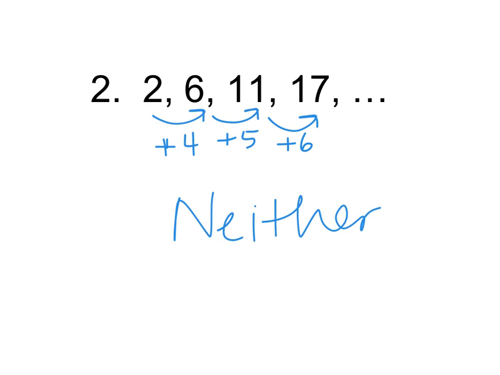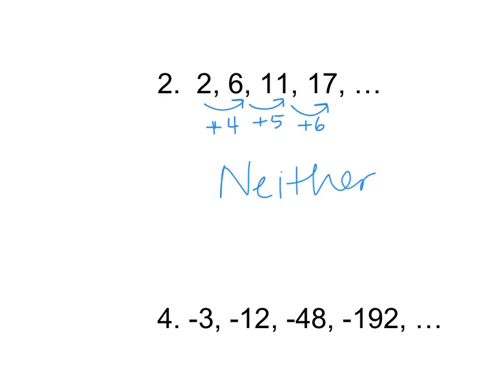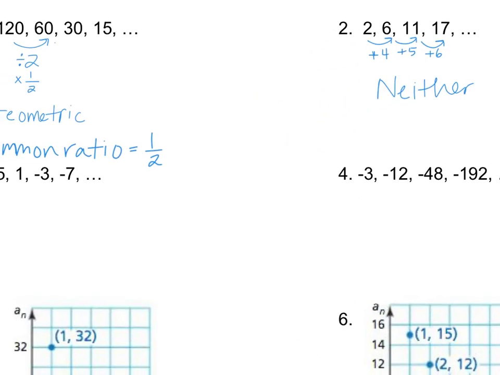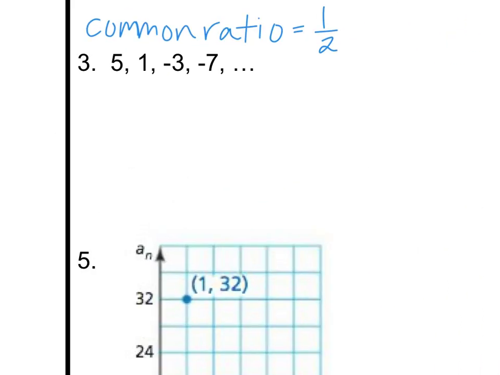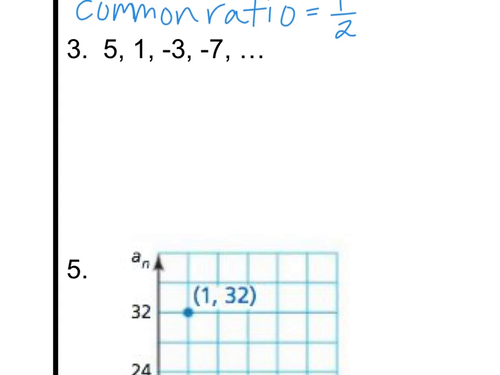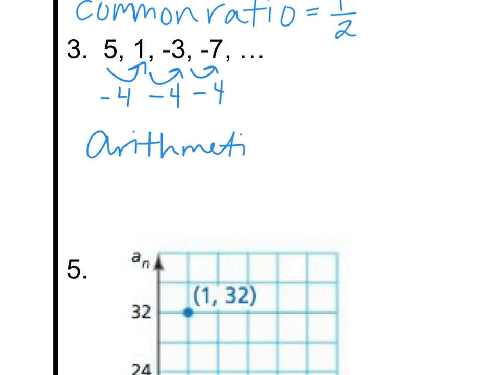Number 3. Arithmetic, geometric, or neither. Macy, what do you say? How come? Subtracting 4 over and over. So arithmetic, because it has a common difference of -4. Common difference is -4 every time.